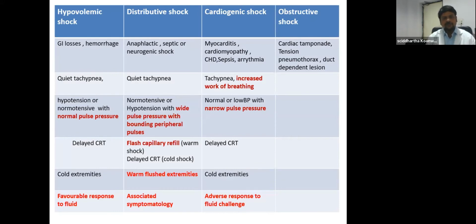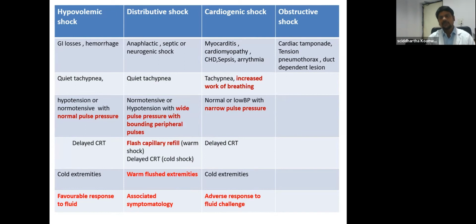Now, how do we differentiate between different types of shock? We could differentiate on the basis of history. Hypovolemic shock will have a history of GI losses and hemorrhage. Distributive shock patients will have a history of anaphylaxis or any septic focus. Neurogenic shock will have a history of trauma. Cardiogenic shock will have a history of myocarditis. There will be tachycardia with decreased ejection fraction. In cardiomyopathy, the patient will have a history of congenital heart disease. Sepsis may encompass different types of shock together.